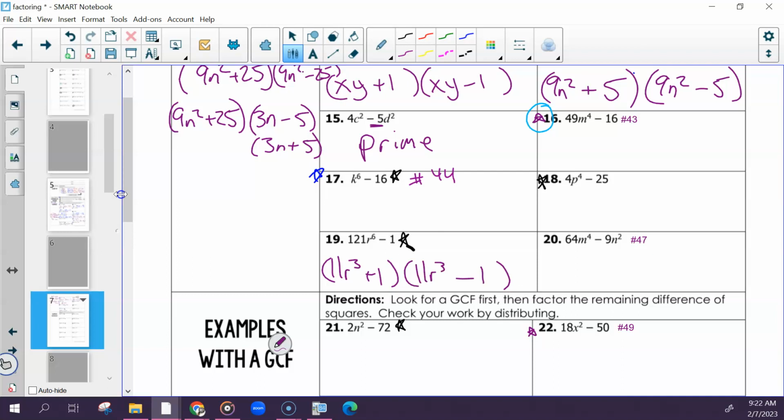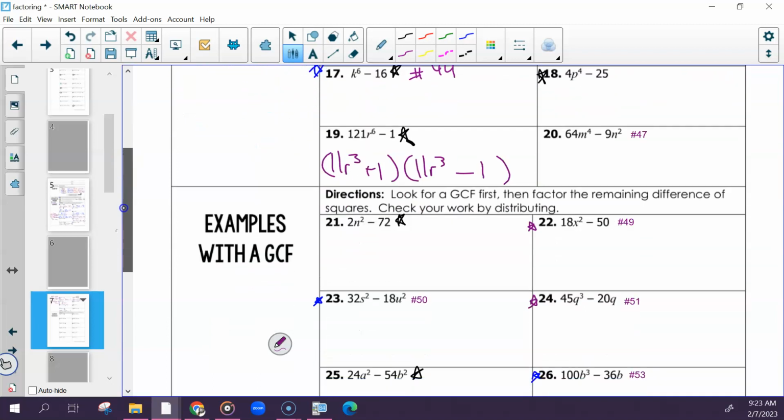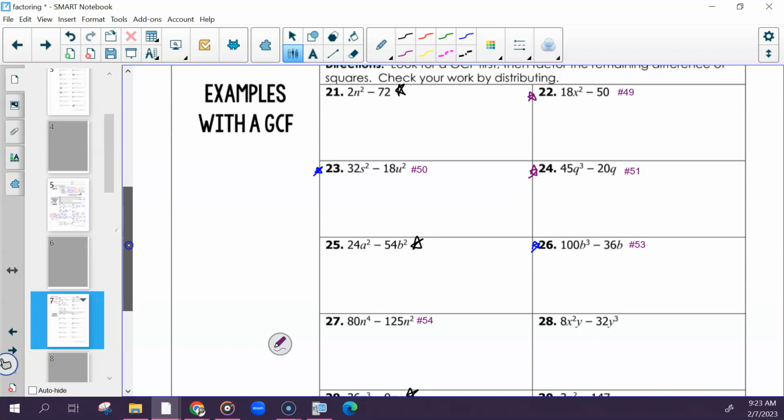Right. Before we do some examples with GCF, are there any that we skipped over up to 20 that we want to see, go back over, have questions about? Right. So one of the Khan Academies you'll see is based on just difference of squares, different formatting, maybe r to the 4th, r to the 6th, things like that. Then the other one will be things like this, where you have a GCF.